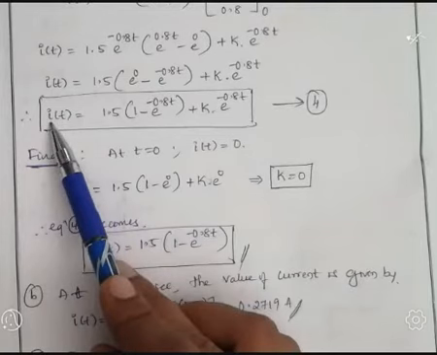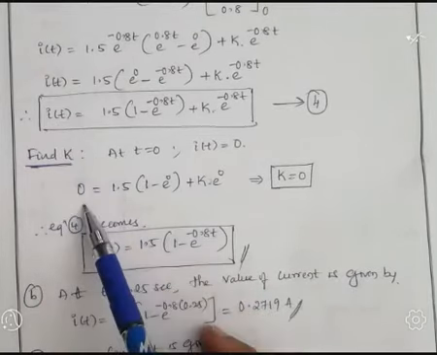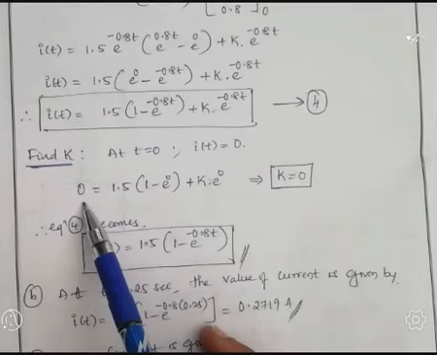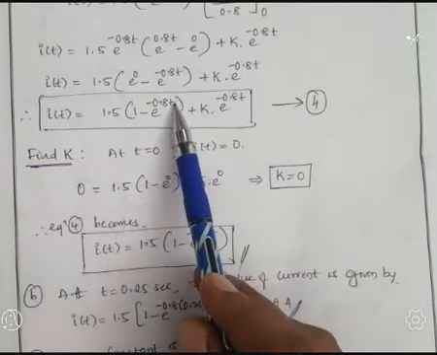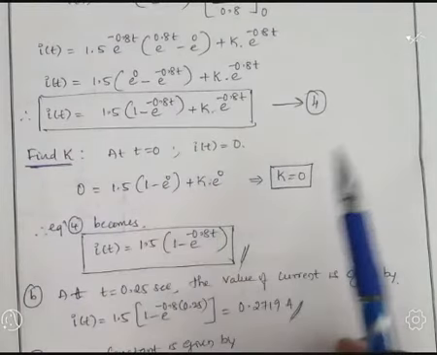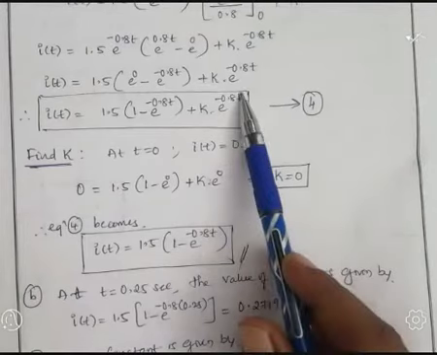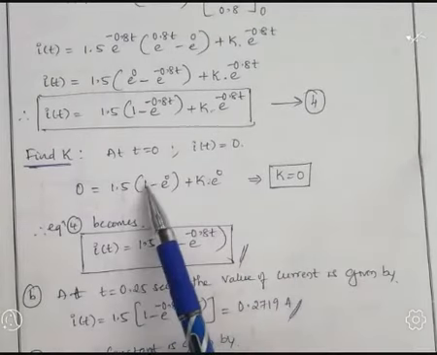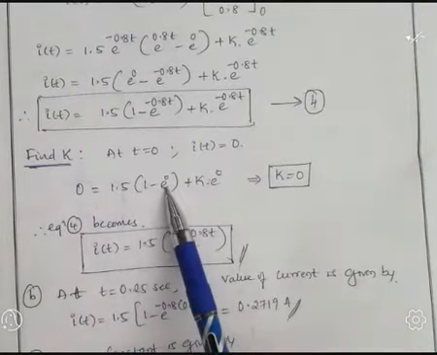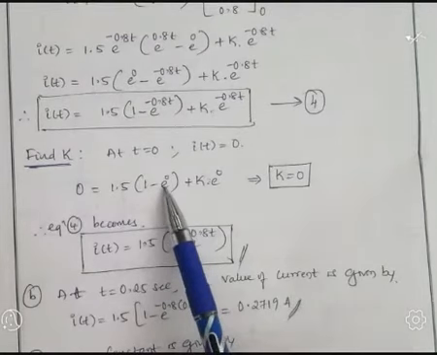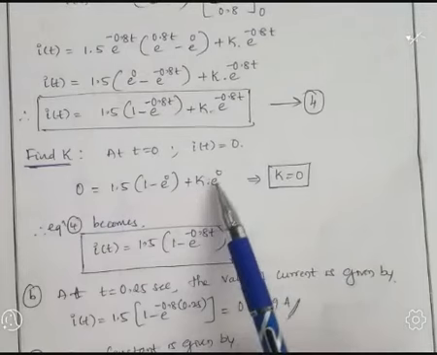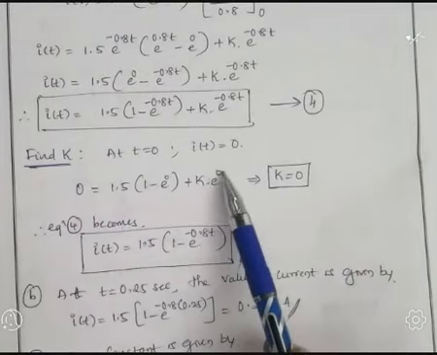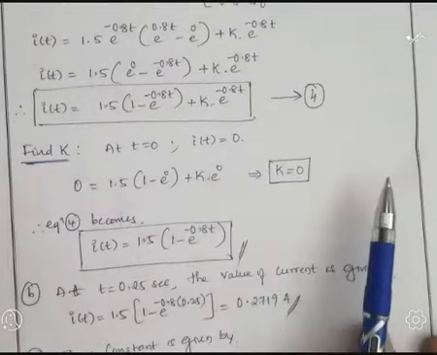i(0) is nothing but the initial current, that is 0, already we know. That is equal to 1.5 inside the bracket, 1 minus e to the power, t equal to 0. e to the power 0 is 1. Next, plus k as it is. With t equal to 0, the power term becomes 0. Next, 1 minus e to the power 0. e to the power 0 is what? 1. 1 minus 1 becomes 0. So e to the power 0 is 1. Hence k equal to 0.